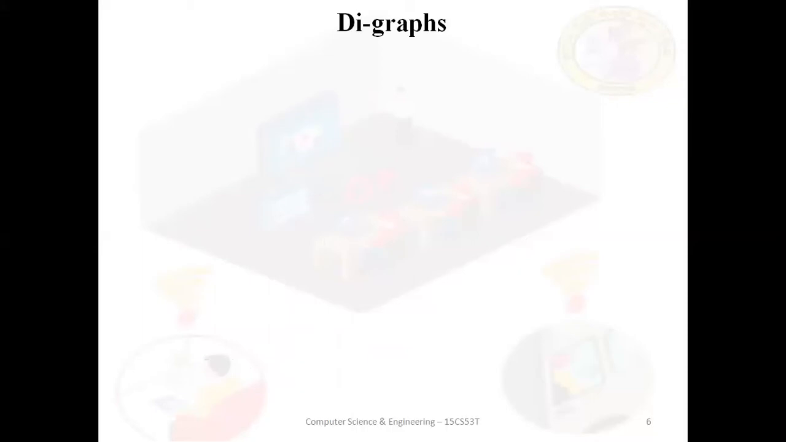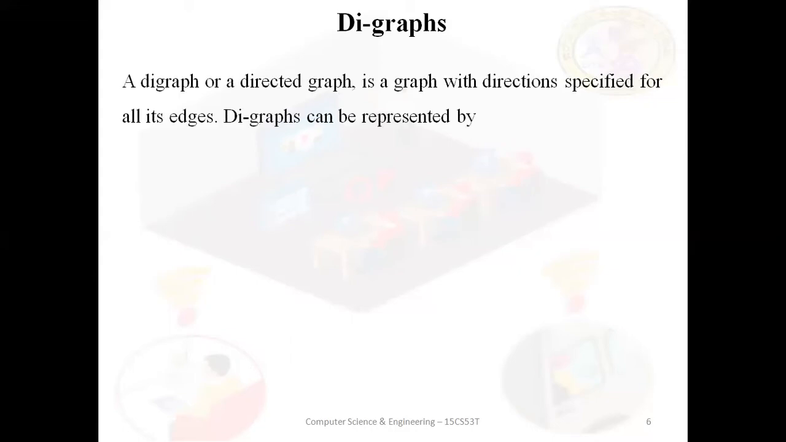So now let us look at what this digraph is. As the name itself suggests, digraph stands for directed graphs. A directed graph or a digraph definition will go like this: a digraph or a directed graph is a graph with directions specified for all its edges. So you will be having directions here. Such graphs are called digraphs. So let us have a look at the digraphs.